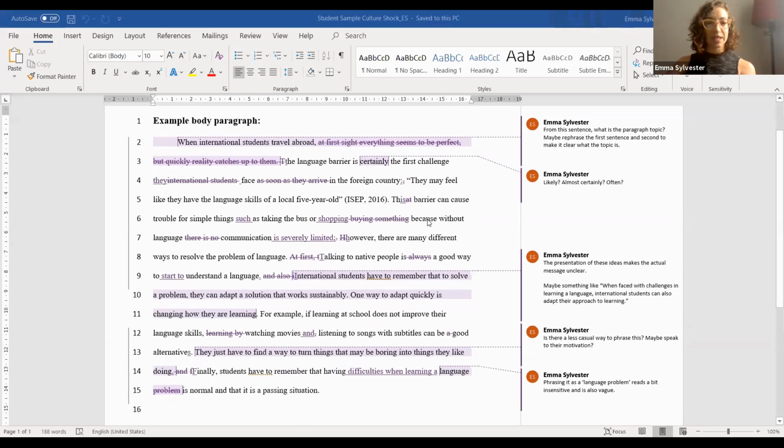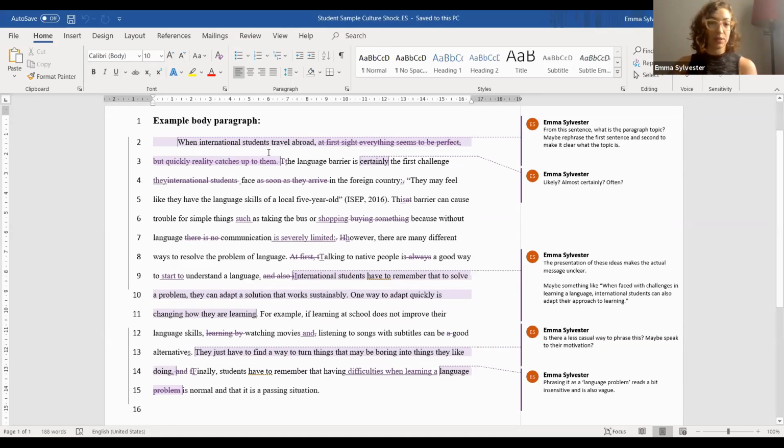So one of the first things that I noticed, as a body paragraph, I'm looking for the first sentence to be a topic sentence. And so I commented here, from this first sentence, what is the paragraph topic? When I read, "When international students travel abroad, at first sight, everything seems perfect, but quickly reality catches up with them," I have an idea that they're talking about some kind of struggle or difficulty, but I don't really know what they're talking about. And so getting directly to the actual topic, which here is how to address a language barrier when first traveling abroad, that might be a better topic.